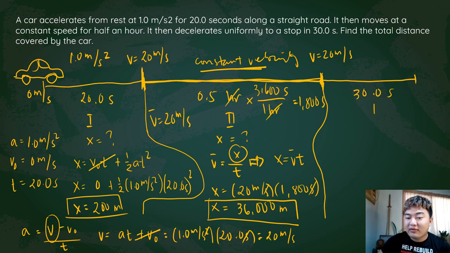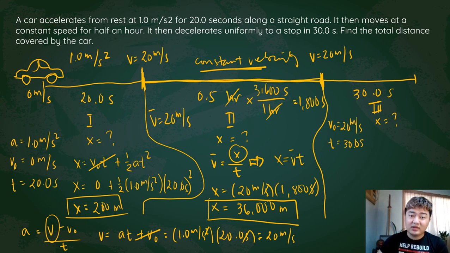Now we're down to our third stage. So we need to solve for the displacement again here. What is our displacement equal to? So looking at it, our initial velocity here is 20, right? Your initial velocity at this point is 20 meters per second, and then our time is 30 seconds.